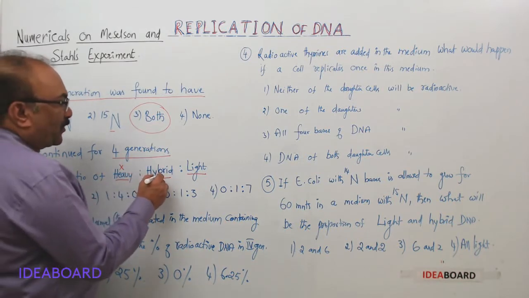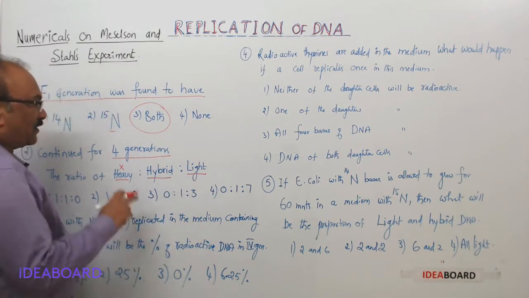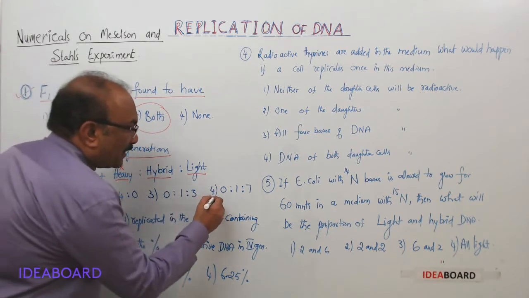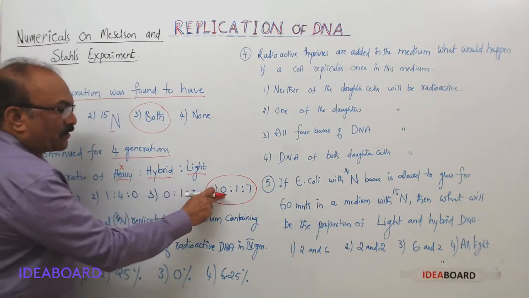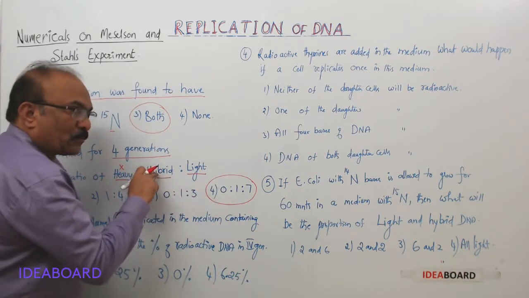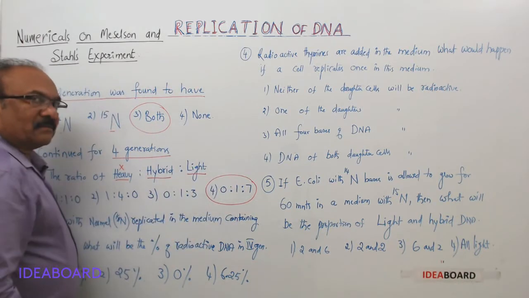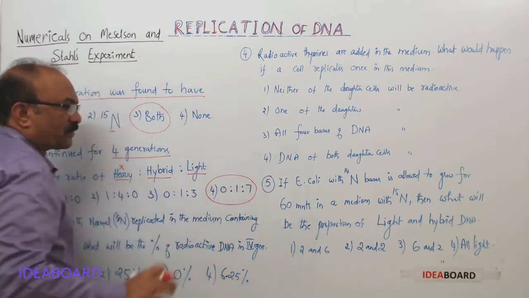And the hybrid DNA is always 2, and the light DNA are 14 in the fourth generation. You can check the table. So the correct answer is this fourth one. Heavy 0, hybrid 2, that is 1, and light 14, that is 7. So the ratio 0 is to 1 is to 7.